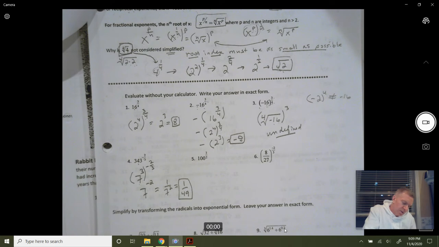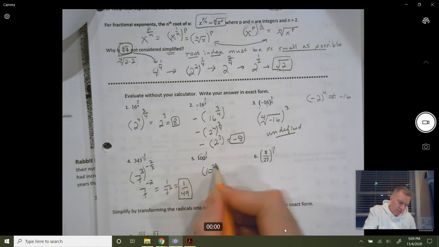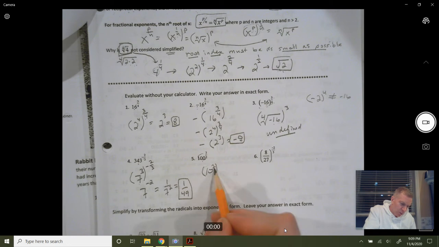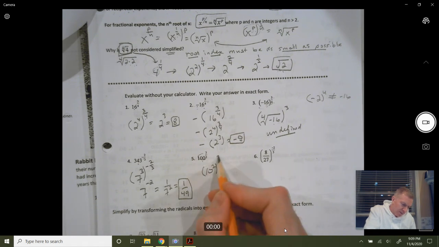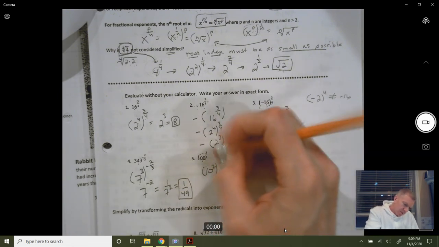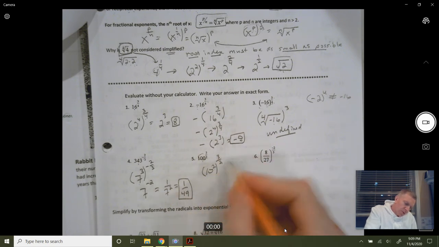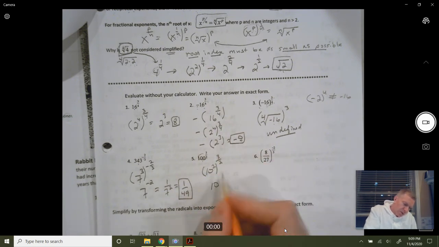Okay. This one, you can rewrite 100. Again, you're going to rewrite your base into a smaller base if possible. That's 10 squared. I always put it in parentheses because that entire thing is the 100, which is being raised to the 3/2. Okay. Power of a power. Multiply the exponents, the 2's cancel, so you get 10 to the 3rd, or 1,000.